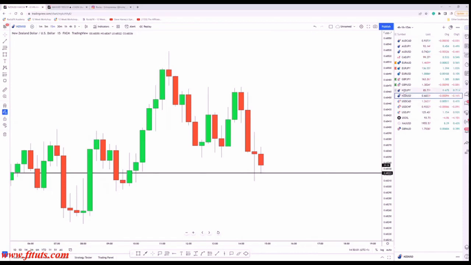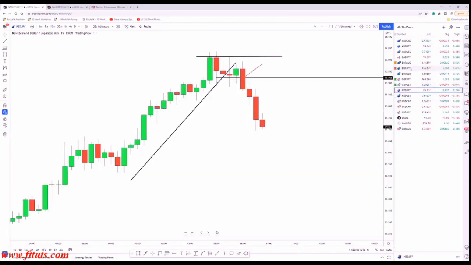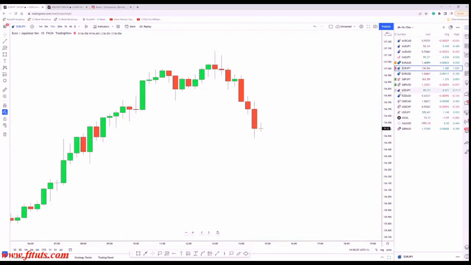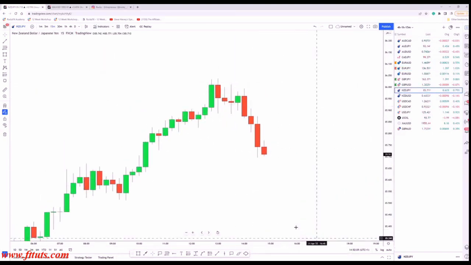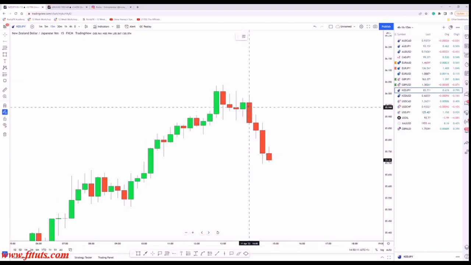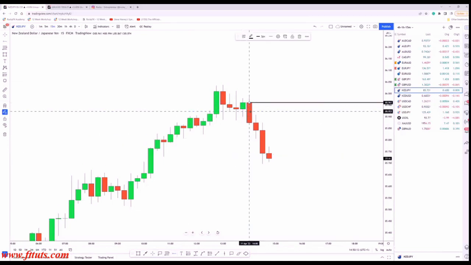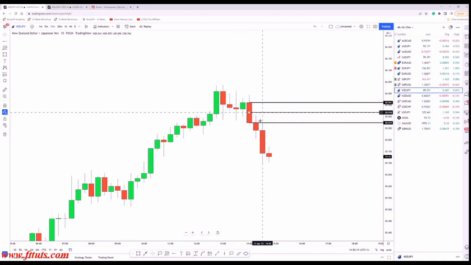So that could mean what? New Zealand dollar weakness or yen strength? Let's take a look at euro yen. Is yen going down? Absolutely, at the same time. So now what do we do here? If price breaks above here, we do not buy. If price trades within this range, it's good for sells. And if price breaks below, that's our breakout. Retest, breakout, void.